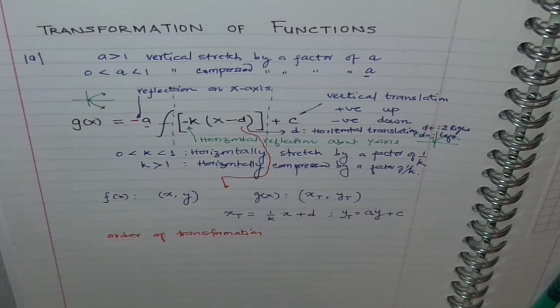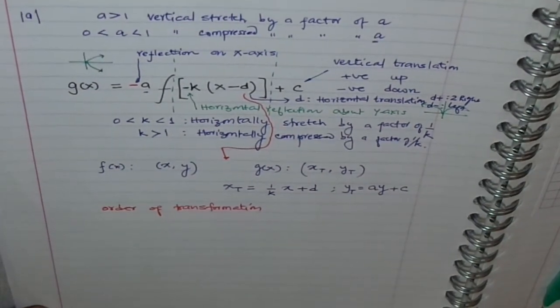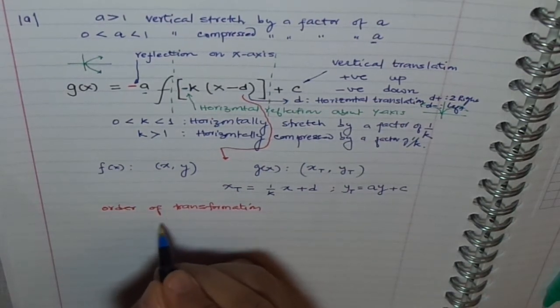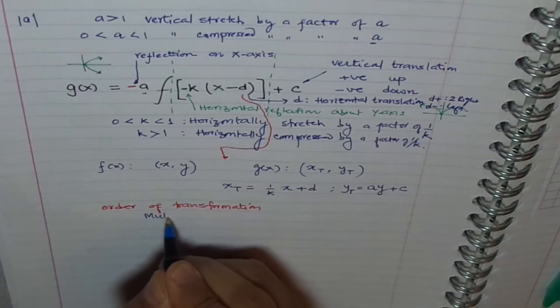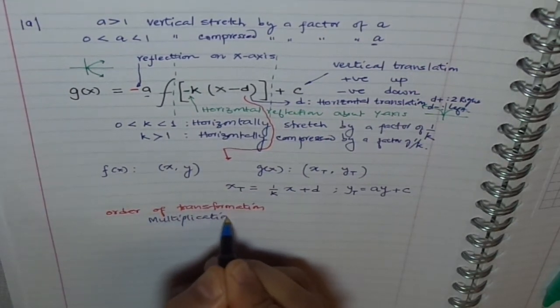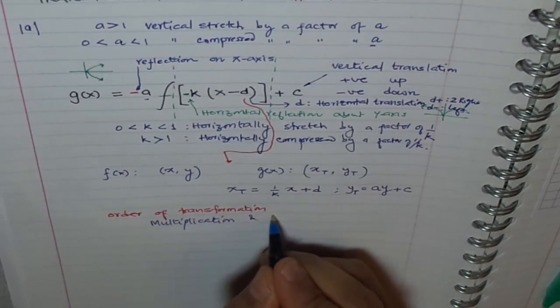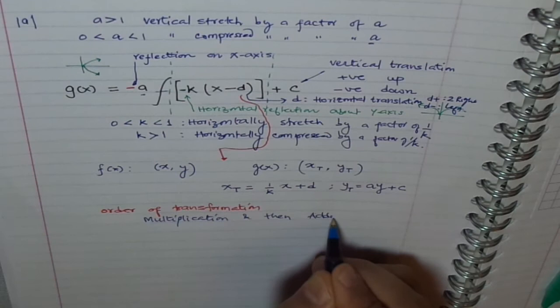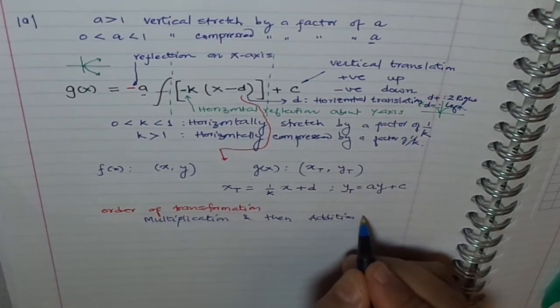When should we apply which transformation? That is very important, right? Like in BEDMAS, we do times or multiplication first, and then addition or subtraction, okay?